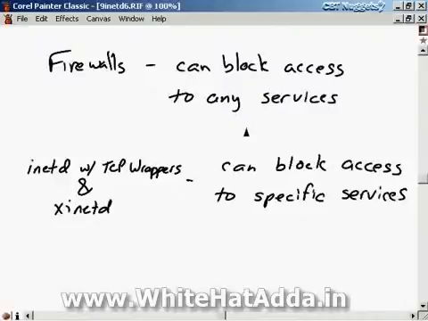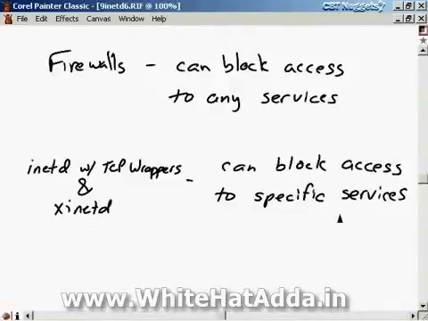Now, there's other things that you can use to block access to services. One of them is called inetd with TCP wrappers, and another one is called xinetd. This is just an extended version of this. Now, before I explain what these are, let me just say that they can block access to select services.